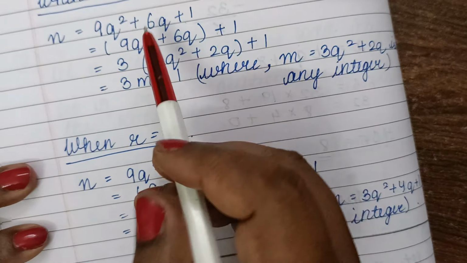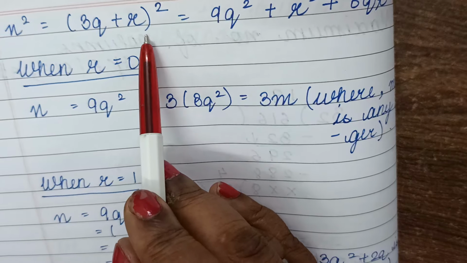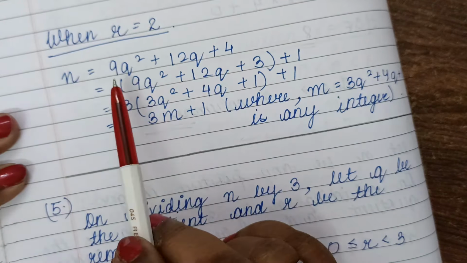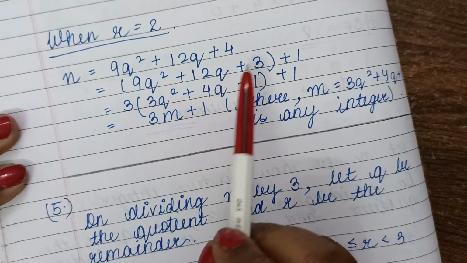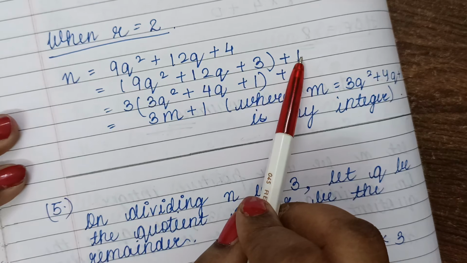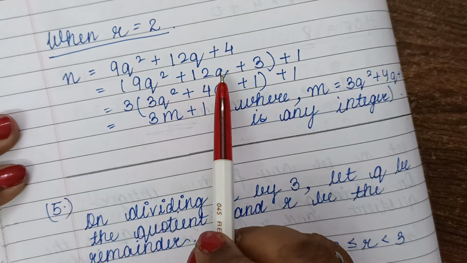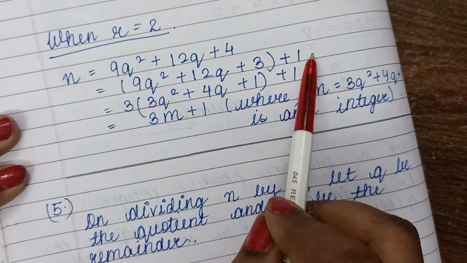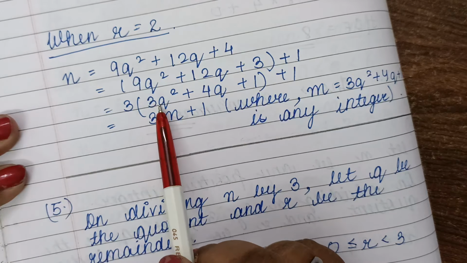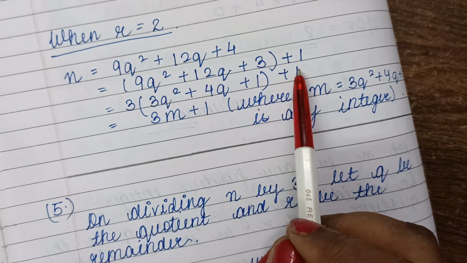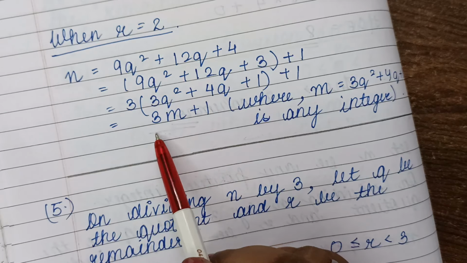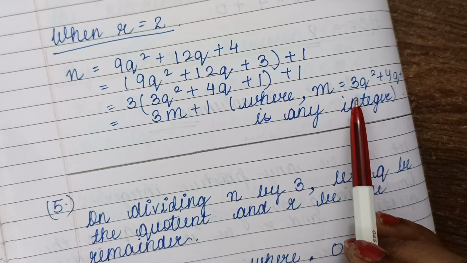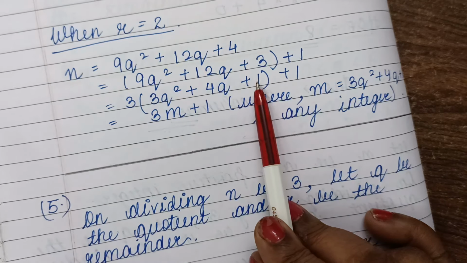When r equals 2, in place of r we will just put 2 and expand it again, 3q plus 2 whole square. When you expand, you will get 9q square plus 12q plus 4. So we'll take 3 common plus 1, so it becomes 9q square plus 12q plus 3 plus 1. When you take 3 common, it becomes 3 times 3q square plus 4q plus 1, plus 1. Now we will take this term as m. So again, it can be expressed as 3m plus 1, where m equals 3q square plus 4q plus 1.